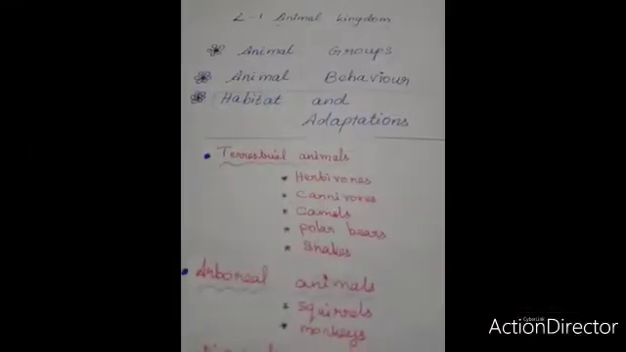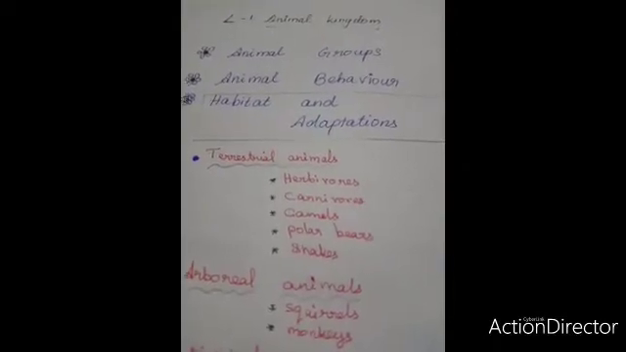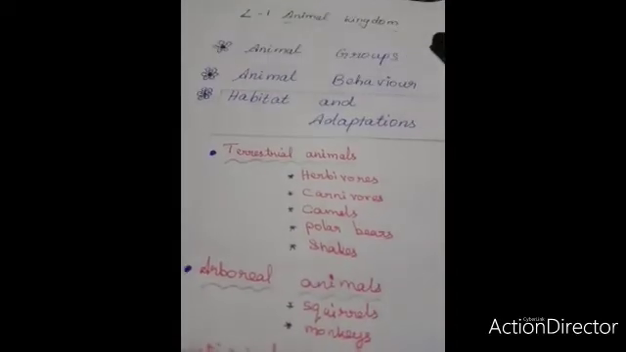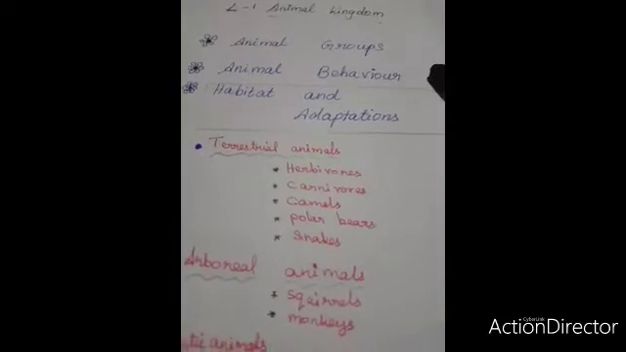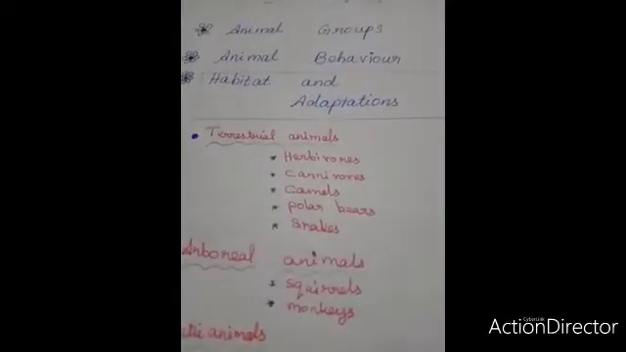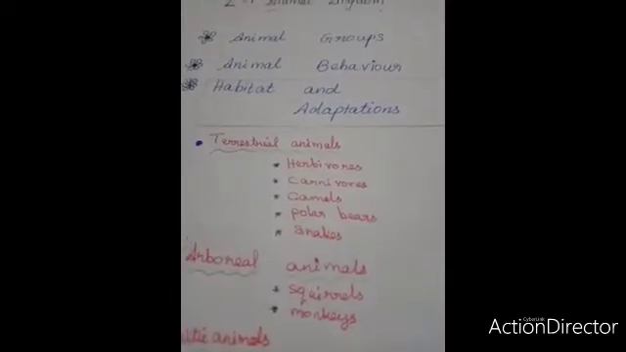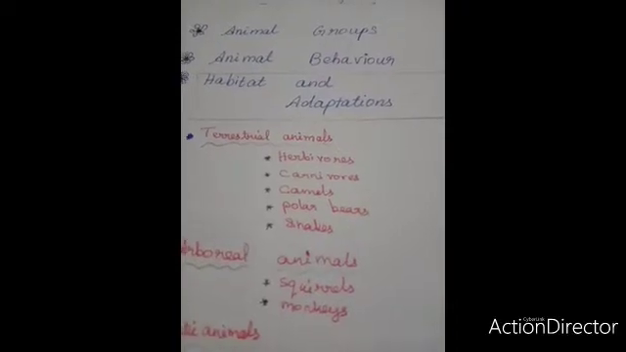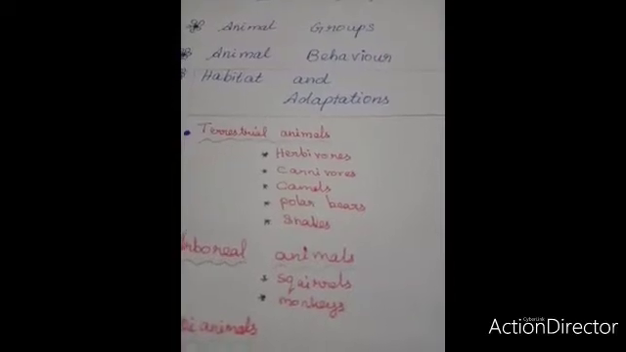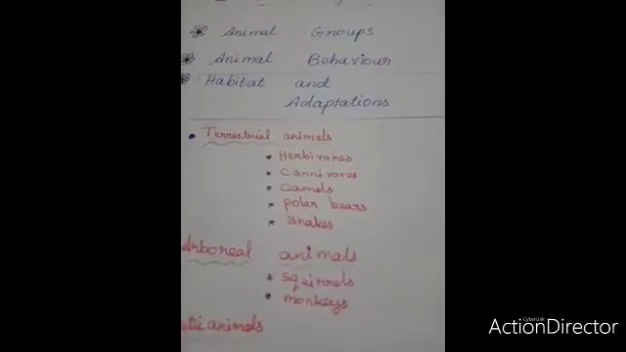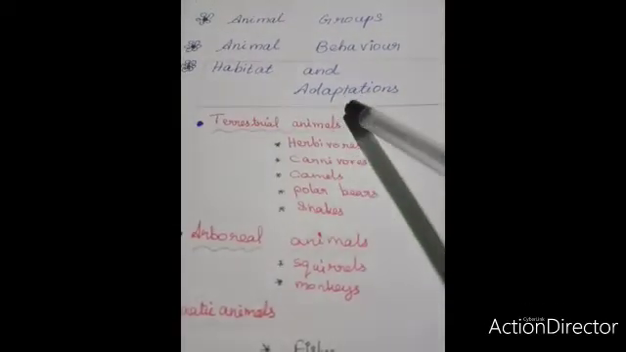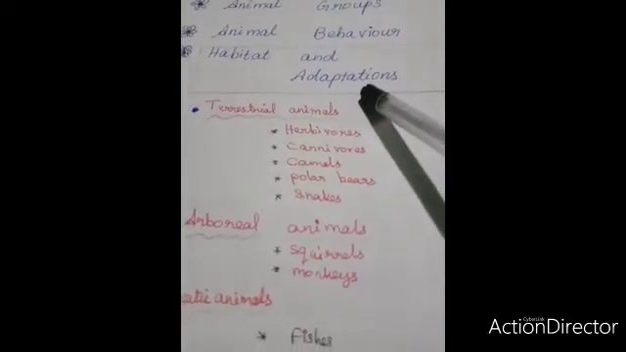Children, today we are going to continue the lesson, The Animal Kingdom. In the previous class, we have learnt about different animal groups, different animal behavior, and definitions for habitat and adaptations. We have also learnt the definitions of migration, hibernation, estivation, and different classifications of animals based on their habitat. Hope you all studied well. Today we are going to continue the third topic, habitat and adaptations.